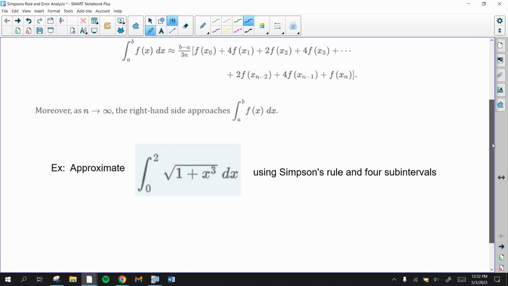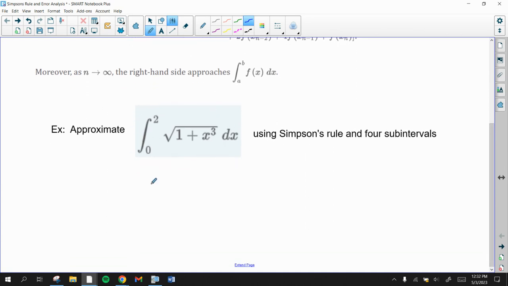So we're going to do this example. We're going to approximate this integral using Simpson's rule and 4 subintervals. So we're going from 0 to 2. If we want to partition this into 4 subintervals, where the middle is a 1, and then partition that again, we have a 0.5 here and a 1.5 here. So x sub 0 is 0, x sub 1 is 0.5, and so on.